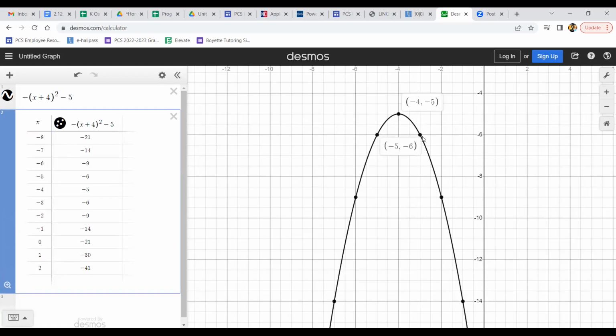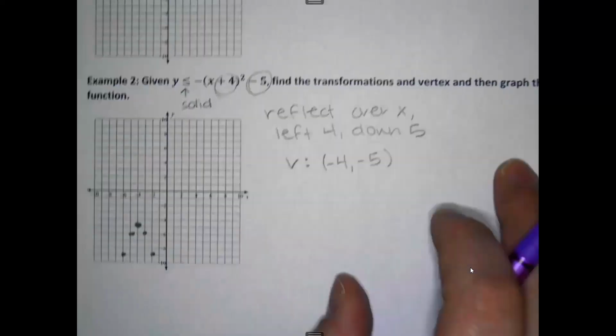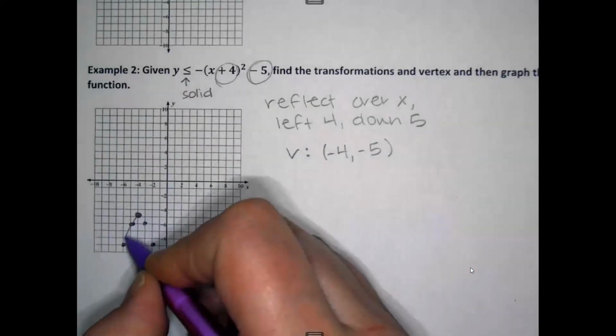I've got 1 point on either side I can graph. Looks like maybe 2 points on either side I can graph. Okay, so -4, -5, -3, -6, -5, -6, -2, -9, -6, -9. Okay, there we go. We already said it was a solid line.